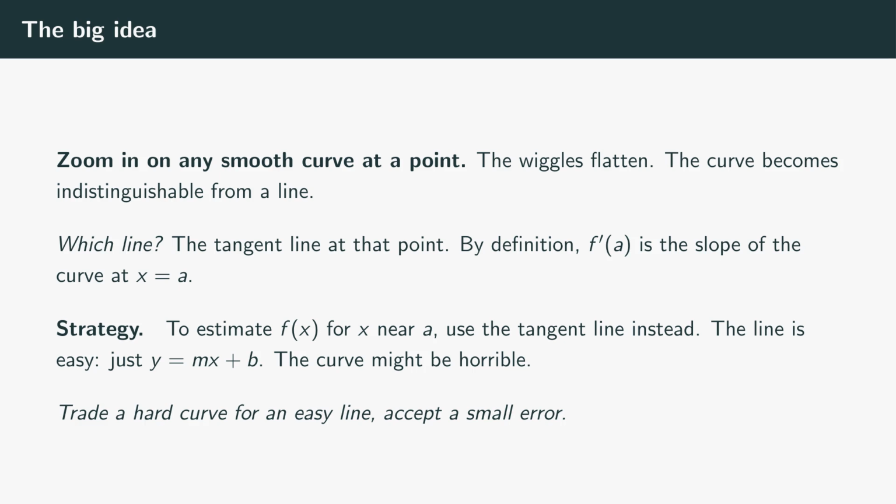The curve might involve square roots or exponentials or trig. The line doesn't. We trade a hard curve for an easy line, accept a small error in exchange, and walk away with an excellent estimate. That trade is the whole episode.